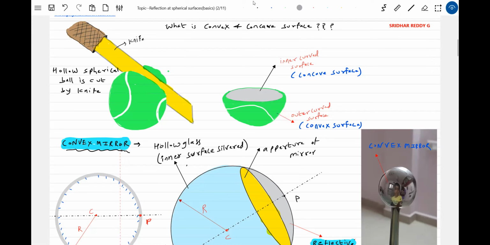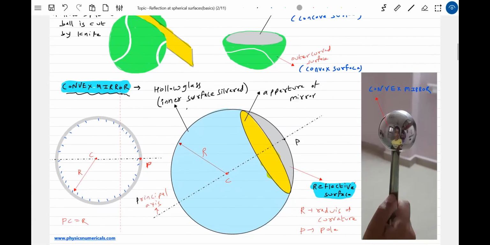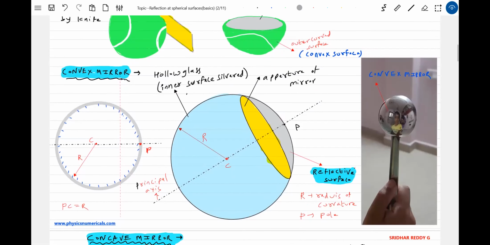Then convex mirror we'll discuss first. What do you mean by convex mirror? How to get a convex mirror? For that, I will take a hollow spherical glass, like a thin glass shell, where the inner surface will be silvered and the outer surface will be available for reflection. Inner surface silvered, and the outer surface available for reflection.